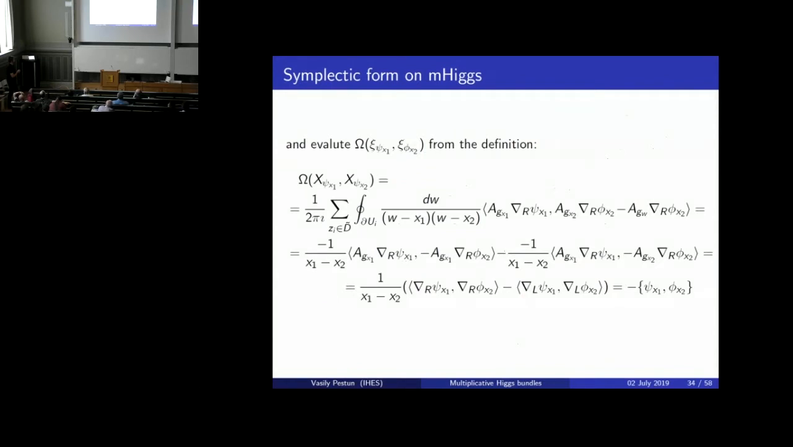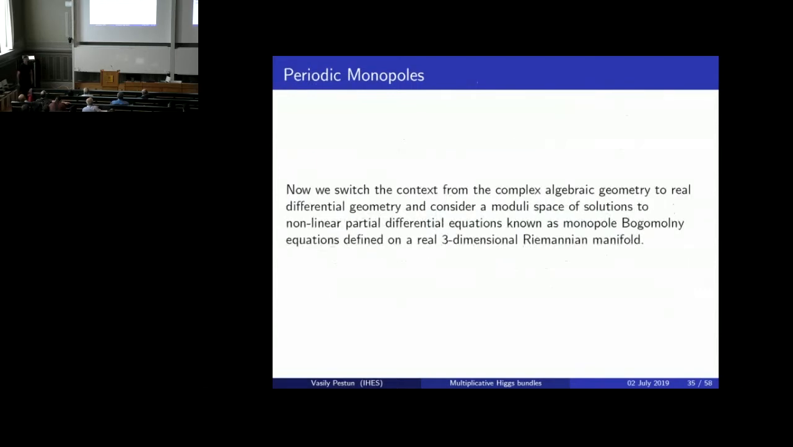And now we evaluate the symplectic form from the definition. It boils down to a contour integral and taking the residues. And when you do the computation, you find that indeed that symplectic structure evaluated on the corresponding Hamiltonian vector fields matches the Poisson bracket between those functions given by the Klein R matrix. So that's the main point.